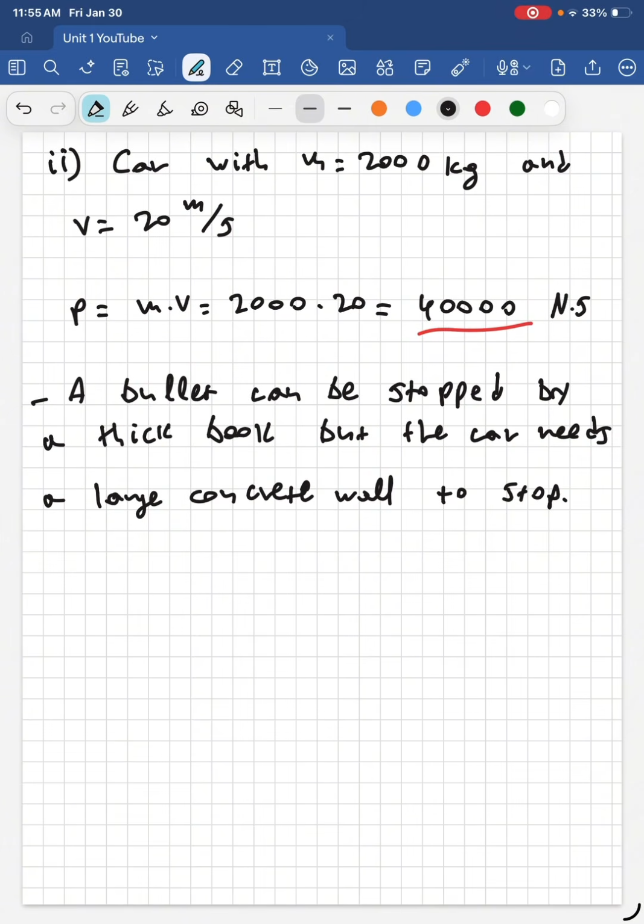So this gives you an idea of what momentum tells you. The kind of information it tells you is how much force I need to stop something. And for the car, you need a really large concrete wall. Hopefully you're not in the car when this happens.